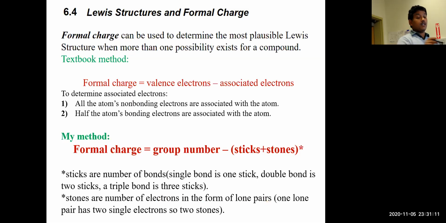Let me repeat that again. Stones are the number of electrons in the form of lone pairs. So what it means is one lone pair has 2 stones. If you have 1 lone pair, we have to count it as 2 stones. Now we are going to practice what we just learned. Okay, take notes of this. In the next slide, I'm going to practice and show you how this works.